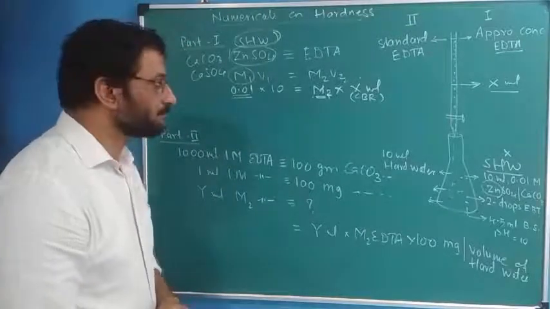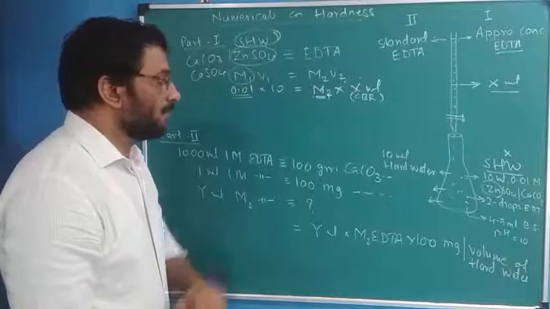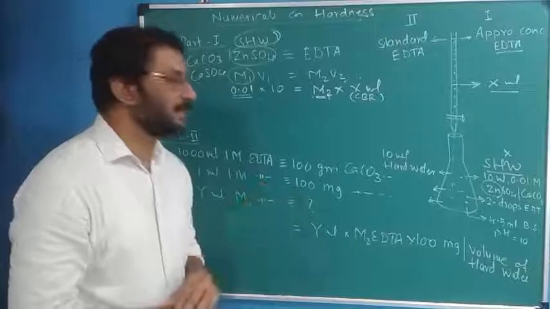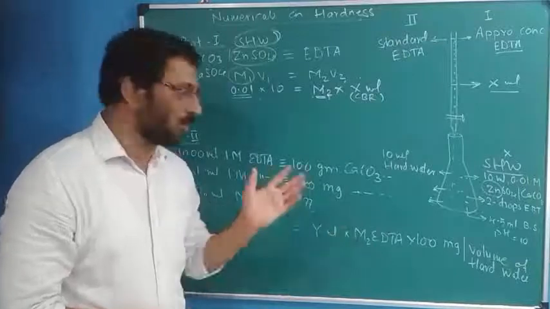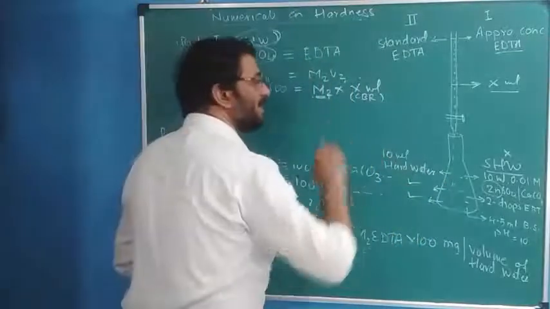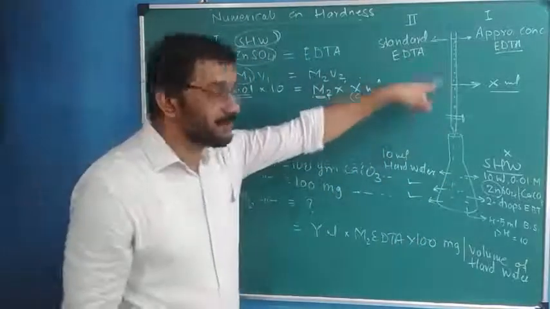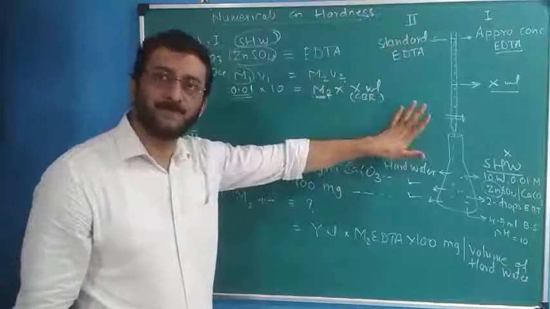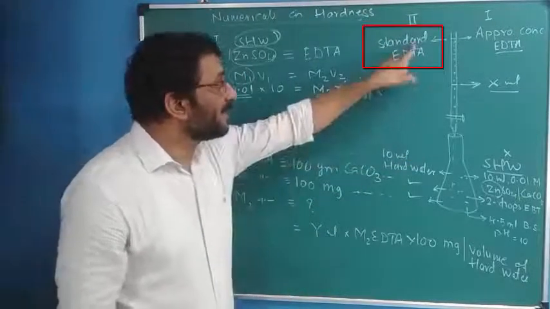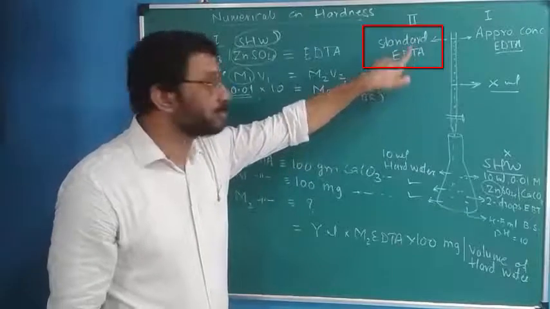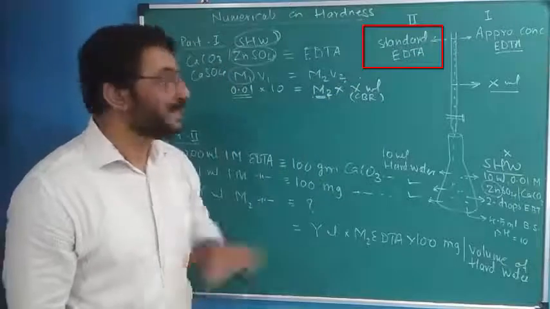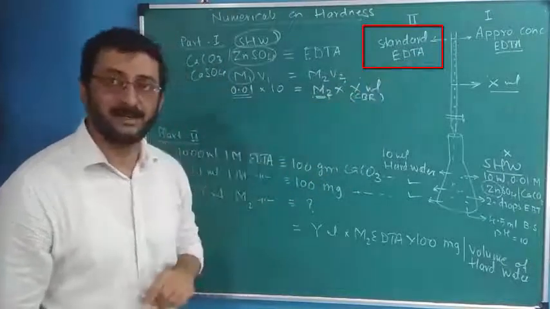I have taken 10 ml. One can take any volume, 25 ml, 50 ml, 100 ml and so on, plus 2 drops EBT plus buffer. Okay, the same EDTA is filled in the burette, the same EDTA we are using, but it is now called standard EDTA. It is not mentioned in part 2 as an approximate concentration of EDTA. It is mentioned as standard EDTA.